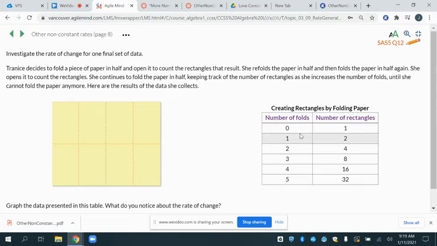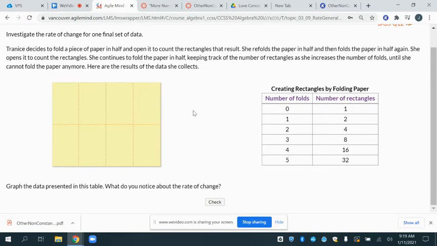And here's what we notice. This is always going up by 1. And this one, it's going up by a different amount each time. That's kind of like what we had before. Maybe this is the same as the hot air balloon. Or maybe it's another type of function. Okay? So what do we notice about the rate of the data?